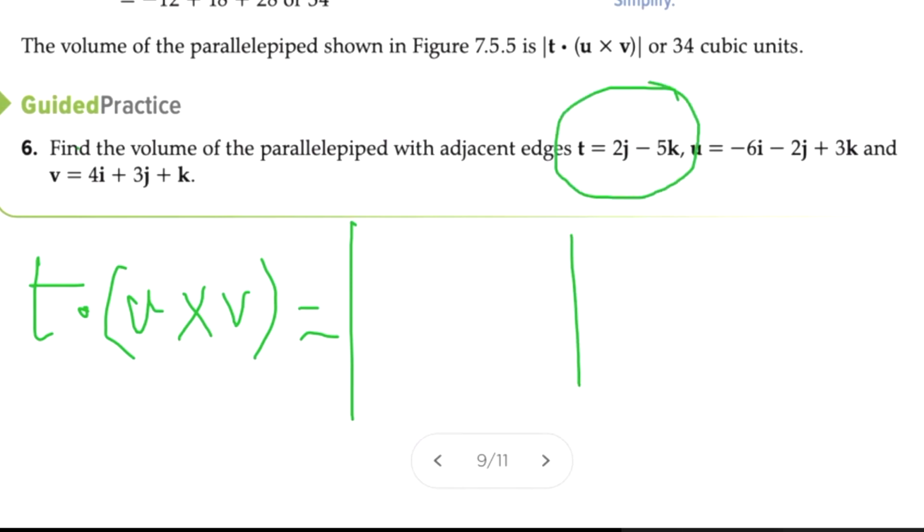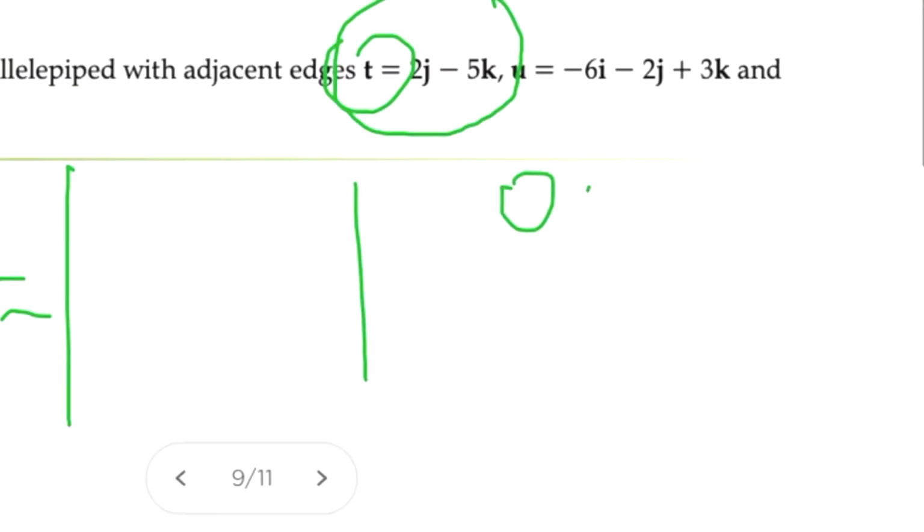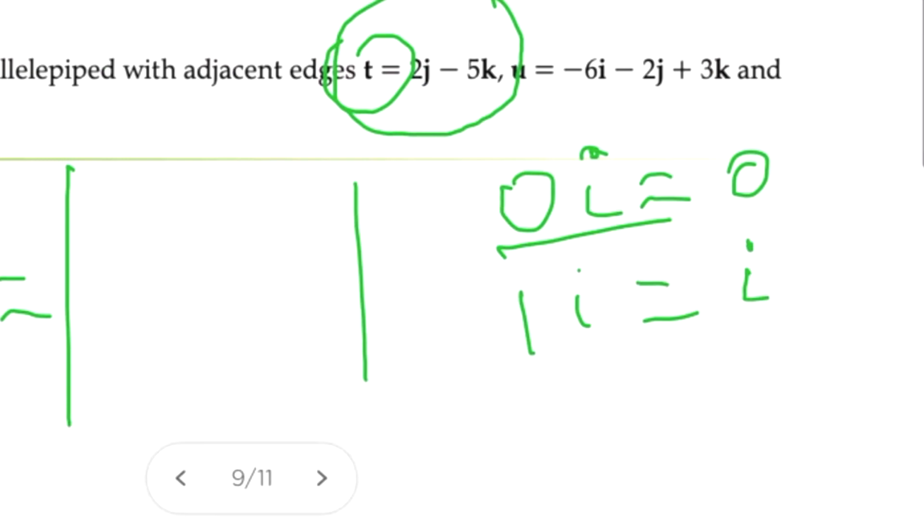What are they? There is no I. So what do we put for I? It's 0I. If you don't see I, that means it's 0I. Okay? 0I equals 0. That's why. If it was 1I, you would see I. Okay, so for I, you put 0. For j, you put 2. Okay, put -5. We are done with this.